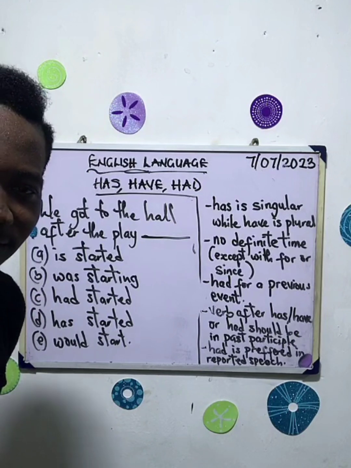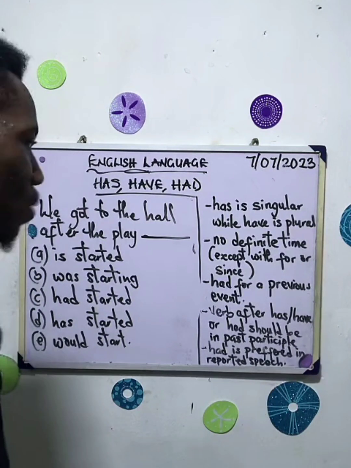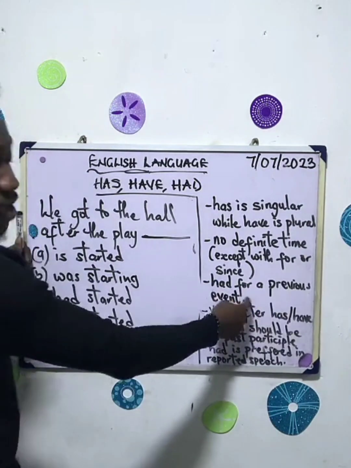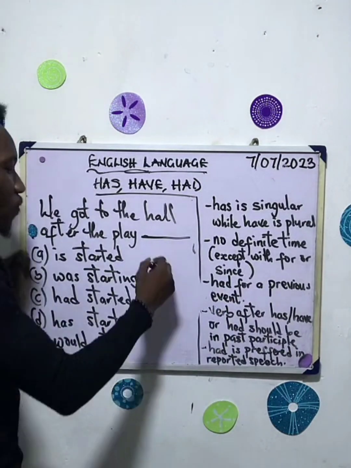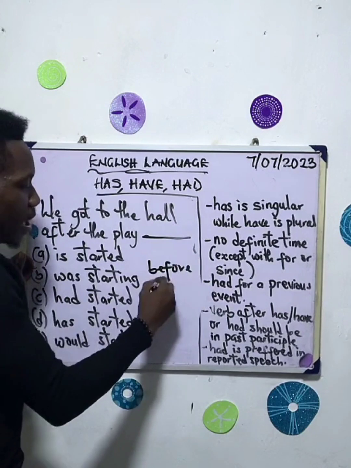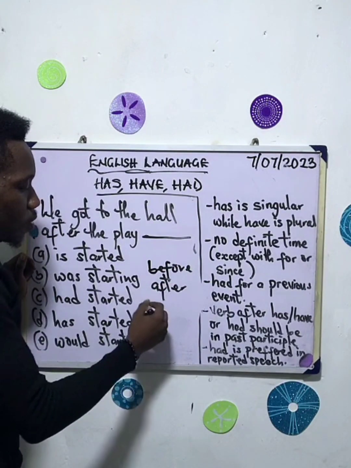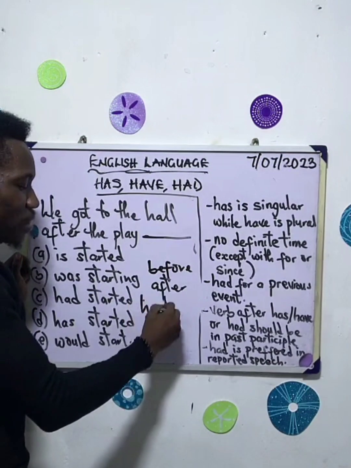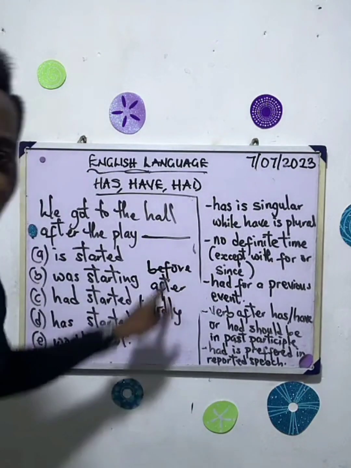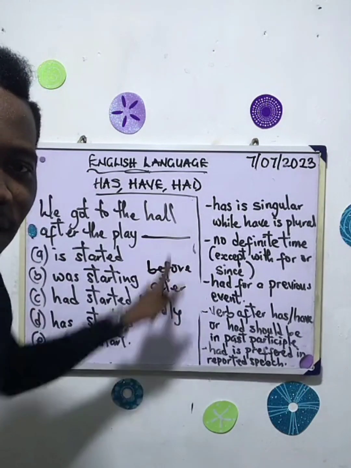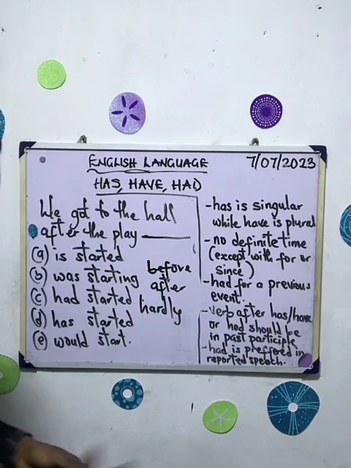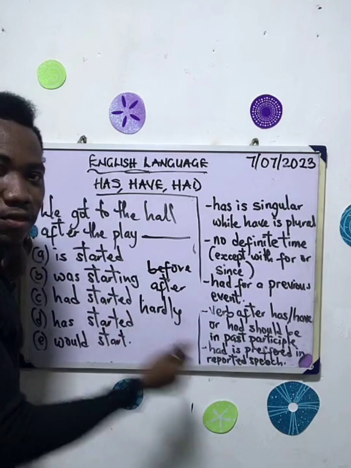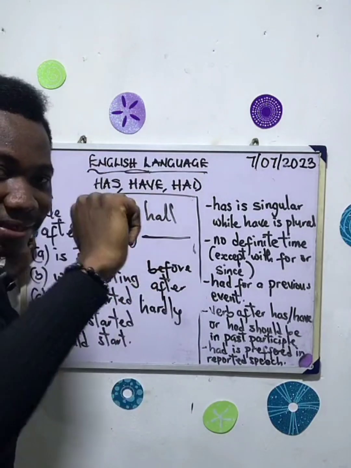D has started. So when I was talking about this, had is used for a previous event. I said this is where you see the words before, after, had, hardly had I, and so on and so forth. When you see these words, it means there are two events. There was one and there's another. If you're talking about the previous one, you're going to use had, right?